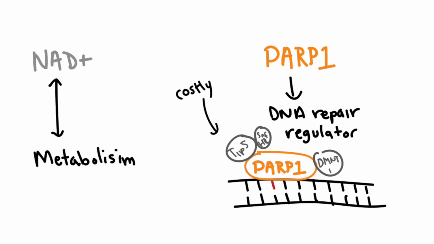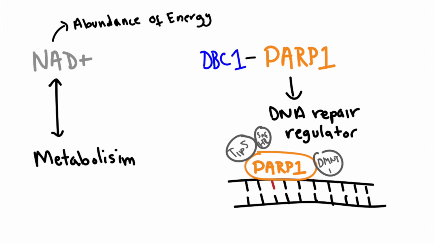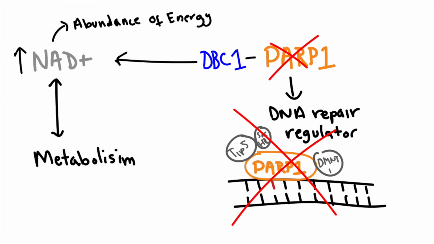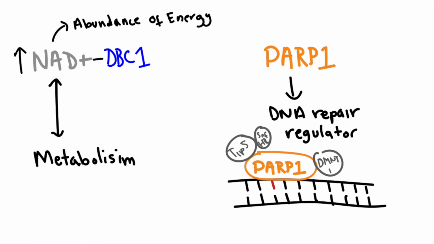And there are a few things that signal an abundance of energy like high NAD+ concentrations. PARP1 binds to a protein called DBC1, and when it is bound, PARP1 becomes inactivated. However, if there are high concentrations of NAD+, instead of binding to PARP1, DBC1 will bind to NAD+, freeing PARP1 to go and repair DNA damage. Overall, this means that if there are high concentrations of NAD+, PARP1 will be free to repair DNA as it pleases.